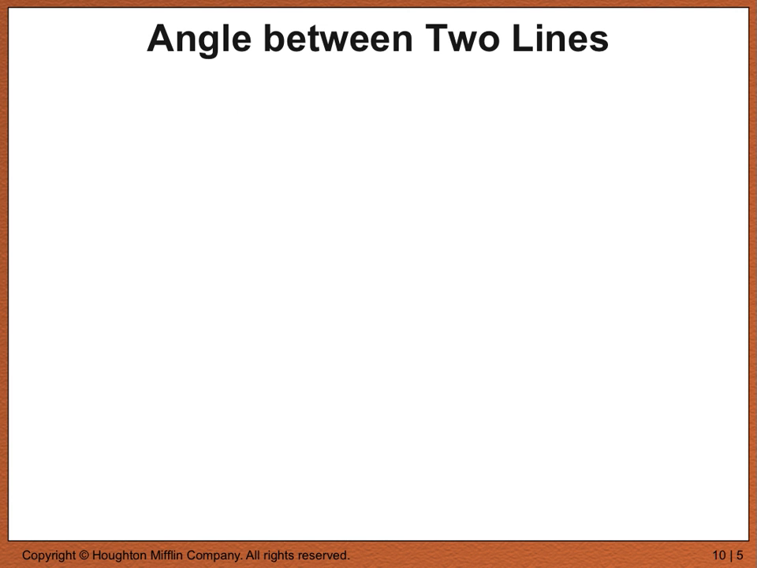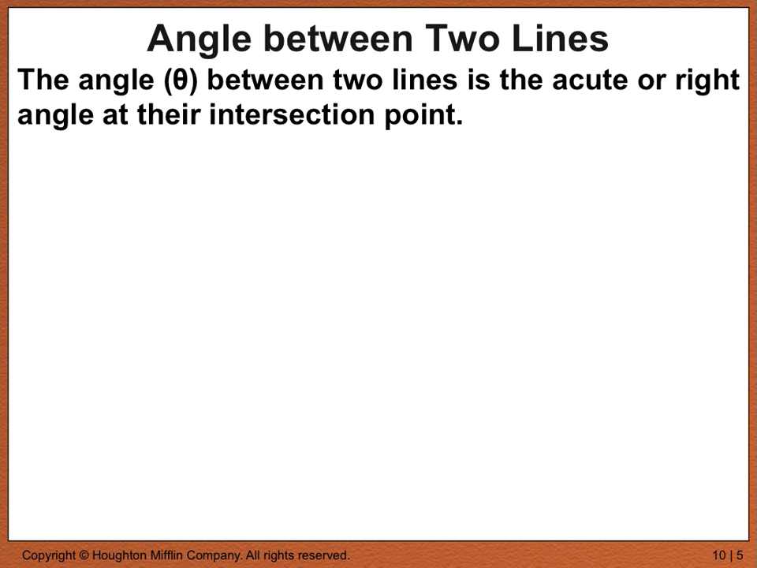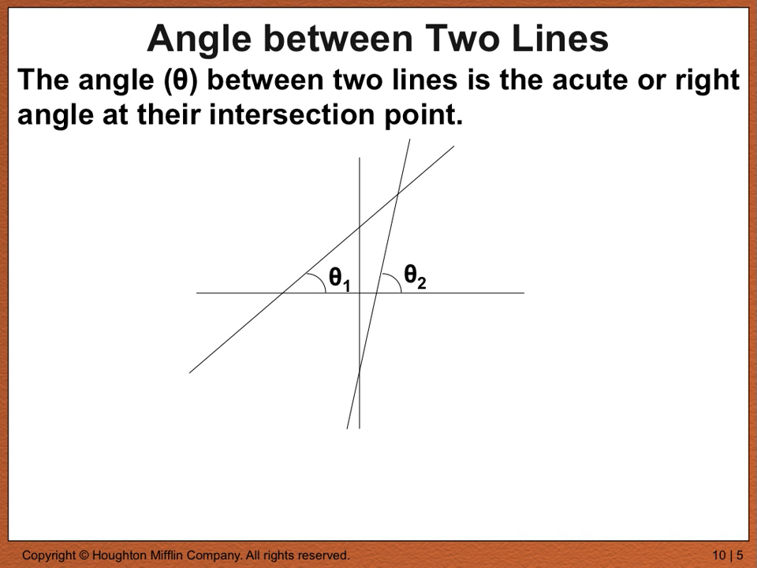Alright, the angle between two lines. The angle theta between two lines is the acute or right angle at their intersection point. Let's say we have one line that has an inclination of theta 1, the angle that it makes with the increasing x-axis. We have another line that has an inclination of theta 2, which is the angle that that line makes with the increasing x-axis. And then there is an acute angle theta between these.